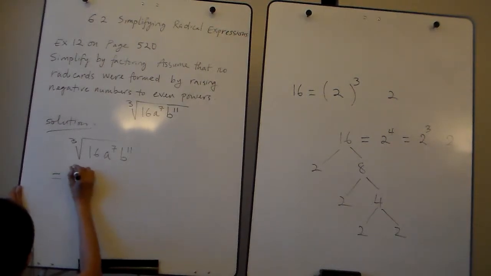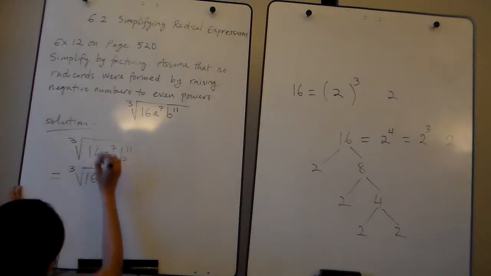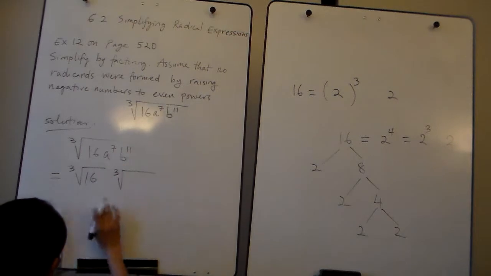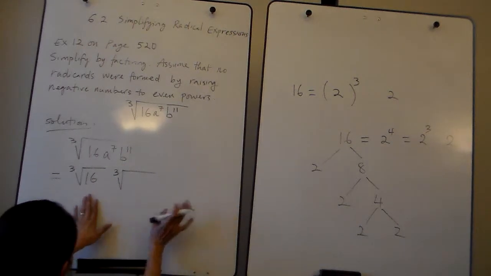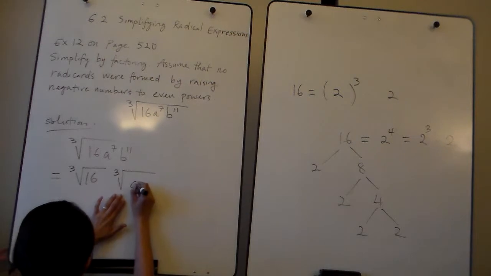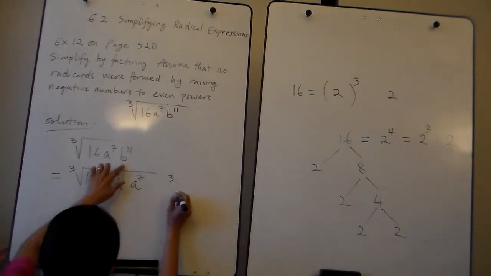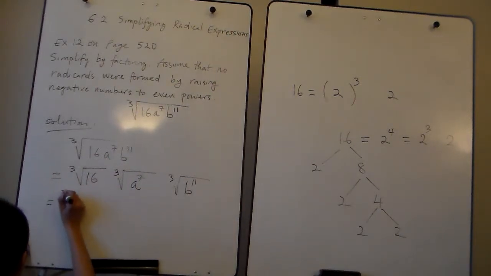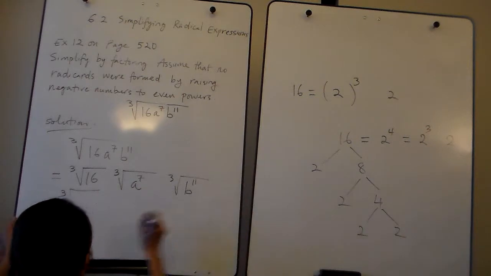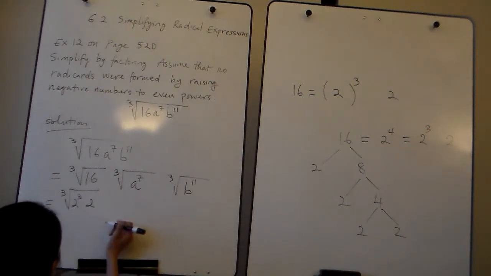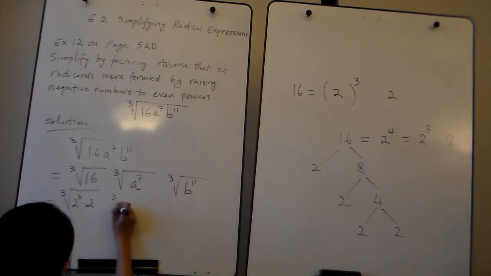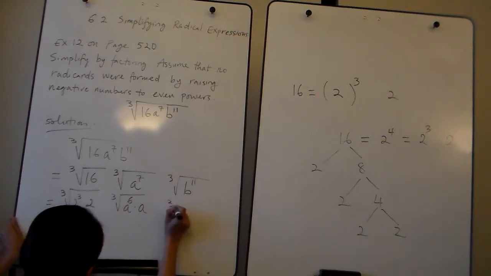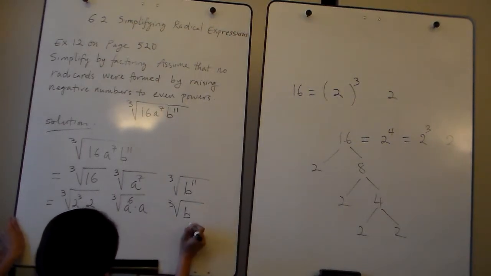Before I do that, let me split all these into three radicals: one for the coefficient 16, one for a to the 7, one for the variable b. This 16 now I can factor as 2 to the 3rd times 2. This a to the 7, I can factor as a to the 6 times a. For this, I can factor b to the 11.